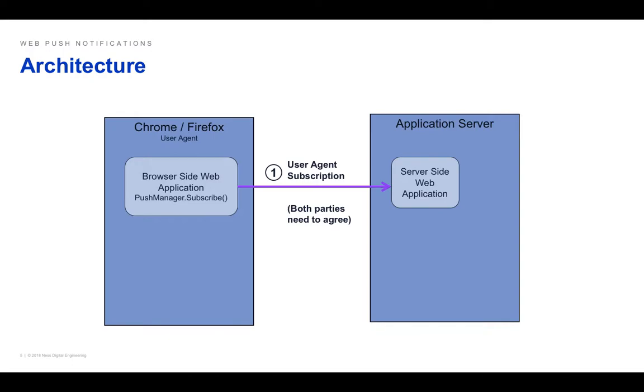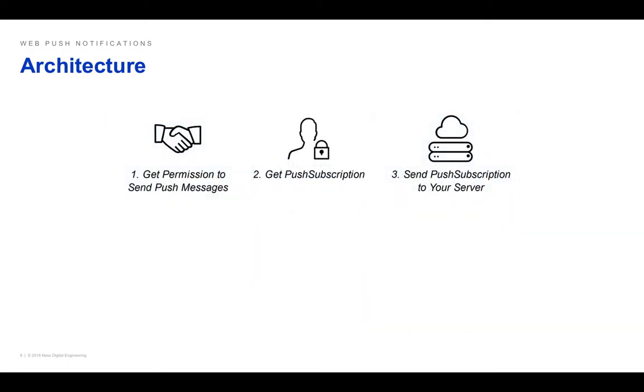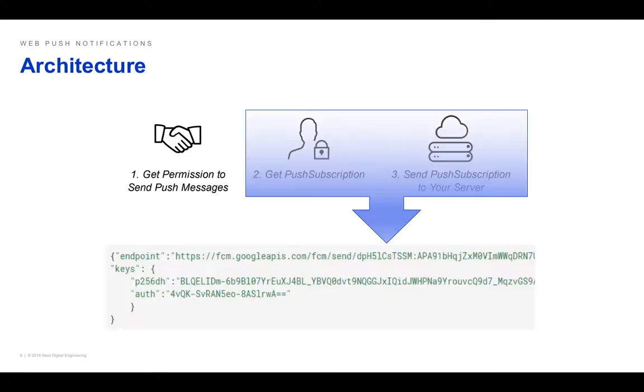So there is an application server and the client browser. Whenever a client subscribes for a particular event that the application server is pushing from its end, the user has to allow that subscription. In the next screen, you can see that the browser is allowing the subscription. In that subscription, a small object is created that has the authentication details as well as the endpoint for the communication. That subscription data is sent to the application server and stored for further reference.